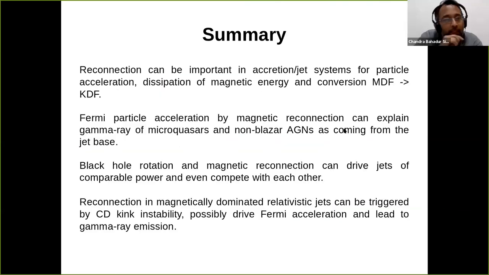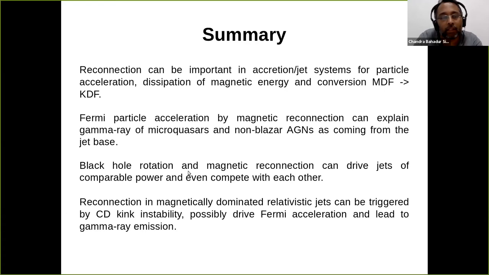So here is my summary: possibly reconnection is an important feature in accretion jet systems and leads to dissipation of magnetic energy, so that there can be a conversion of regime from magnetically dominated flow to kinetically dominated flow. And of course, this kind of acceleration can explain the gamma ray emission in microquasars and non-blazar regions.